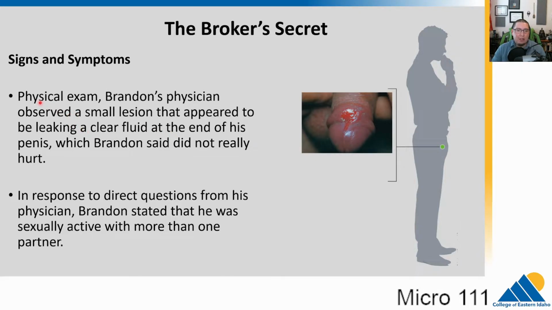So the physician examines him and notices the small lesion that is leaking clear fluid from the end of the penis. He says it doesn't really hurt. It doesn't look great, but it's very clear what it is. The physician asks him some questions, and Brandon ends up saying that he has been sexually active with more than one partner. So that's often a higher risk scenario because there's the risk of sexually transmitted infections there.